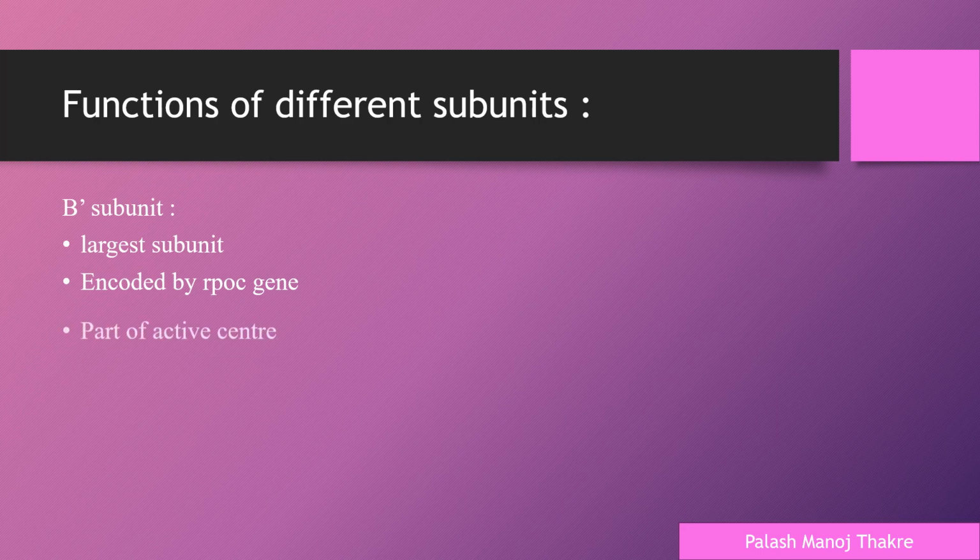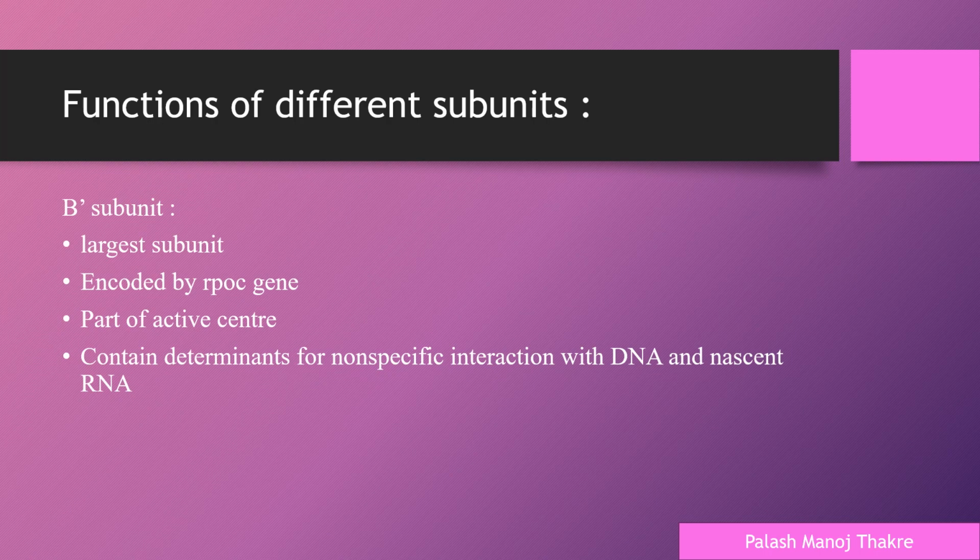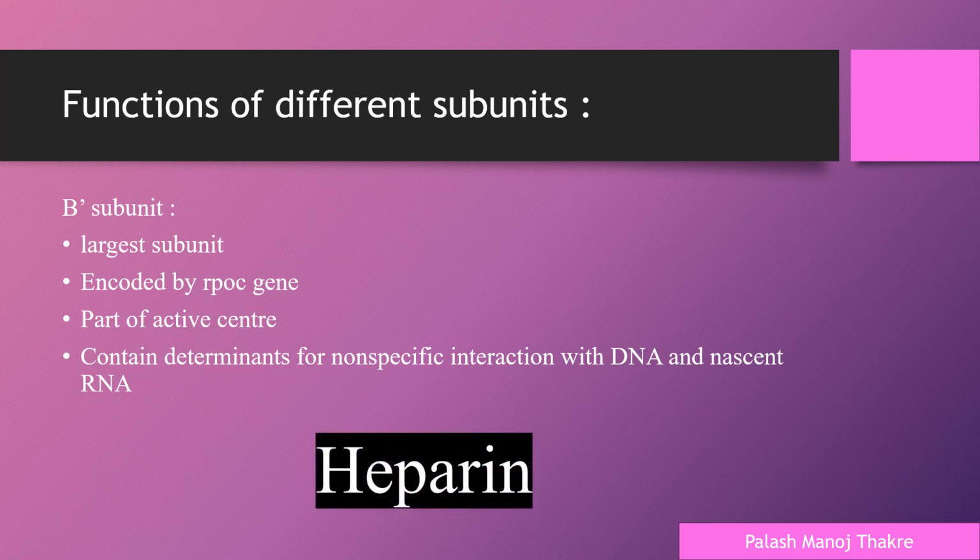The beta dash subunit and beta subunit together form a particular center called the active center, the active site of RNA polymerase. Hence, the beta subunit is also part of the active center. It contains the determinant for non-specific interaction with DNA and nascent RNA. Heparin has been shown to bind to the beta dash subunit. It means that heparin competes with the DNA and inhibits the transcription process.